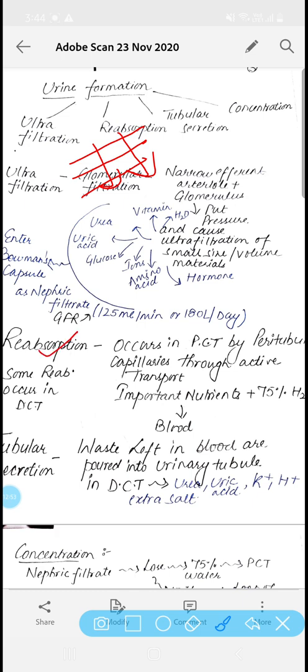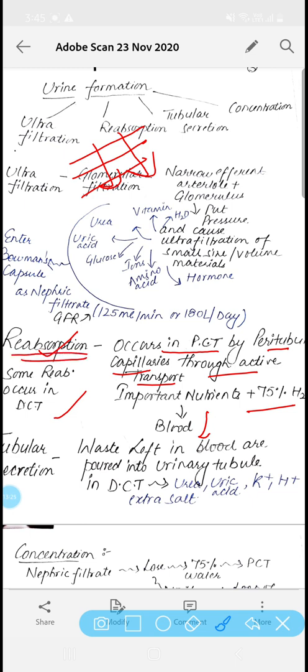Now the next step is reabsorption. Reabsorption occurs in the proximal convoluted tubule by the peritubular capillaries and with the help of active transport. Important nutrients plus 75% of water enter the blood, and some reabsorption also occurs in the DCT part. Clear? So the important nutrients plus 75% of water move to the blood, and that is called reabsorption.